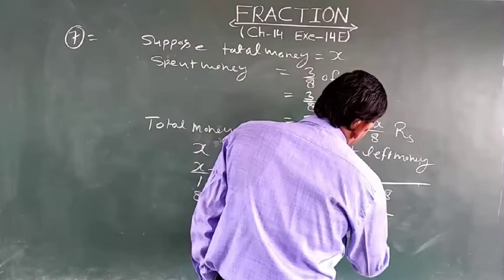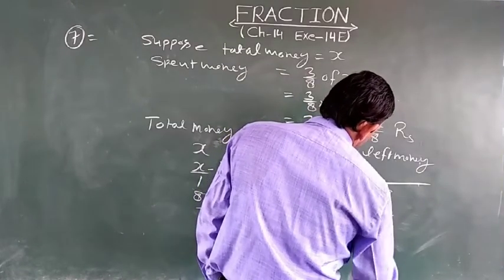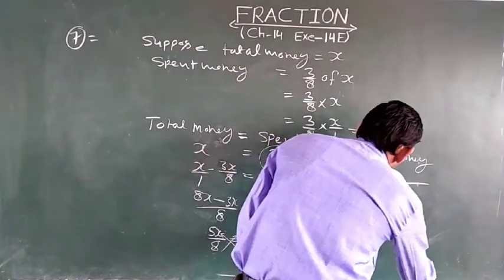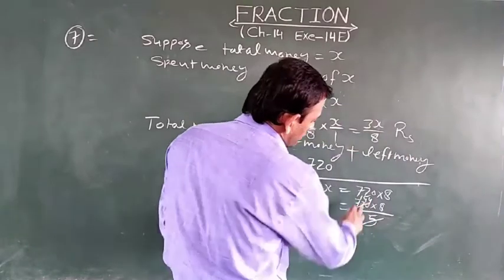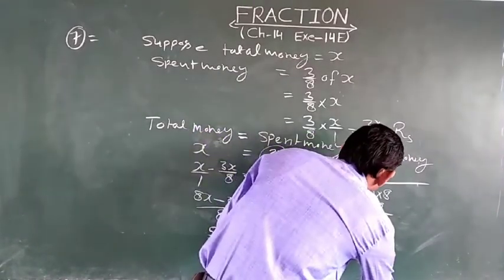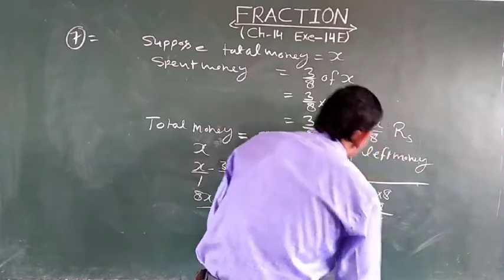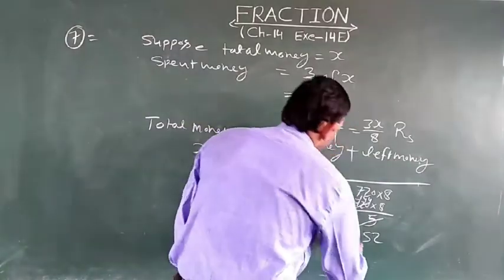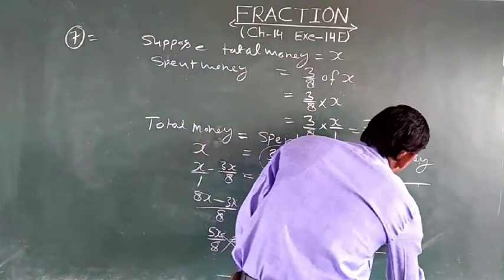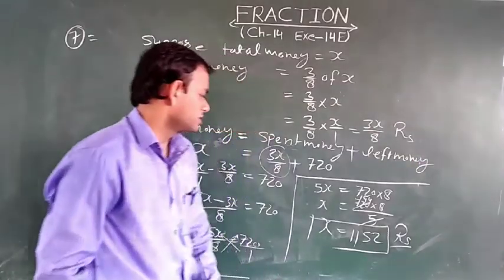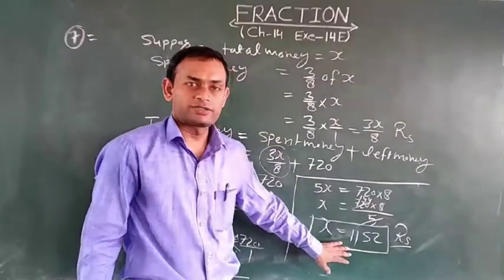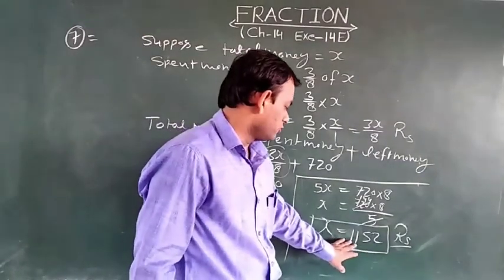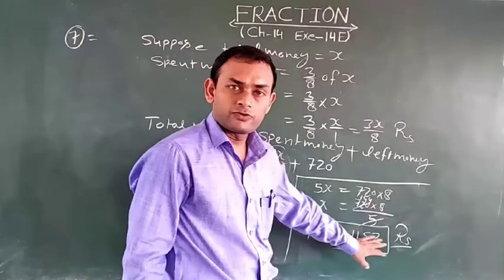5 1 the 5, 5 4 the 20, 5 4 the 20, and you will just multiply by 8. 144 into 8. So you will get 1152 rupees. Okay. So this was the rupees a person has first before spending the money. Total amount was 1152 rupees.